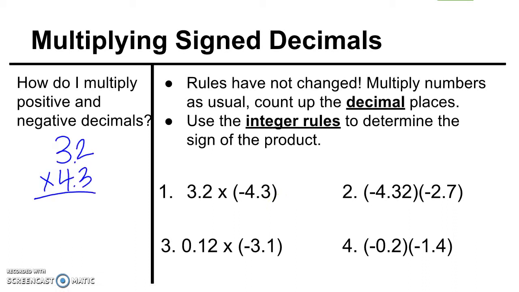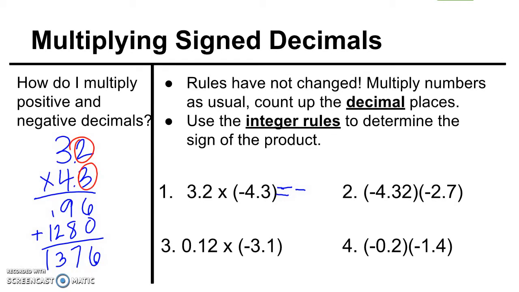I already see that the signs are different, so I'm going to write negative for my answer. And then I'm just going to multiply like normal. I'm going to add like usual. And then at the end, how many times am I going to scoot the decimal over? There's 2 numbers to the right of the decimal, so 1, 2. This would be -13.76.